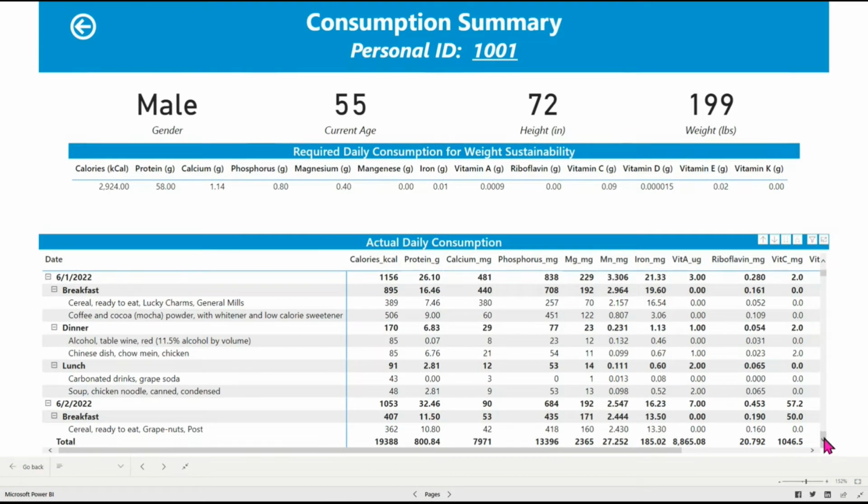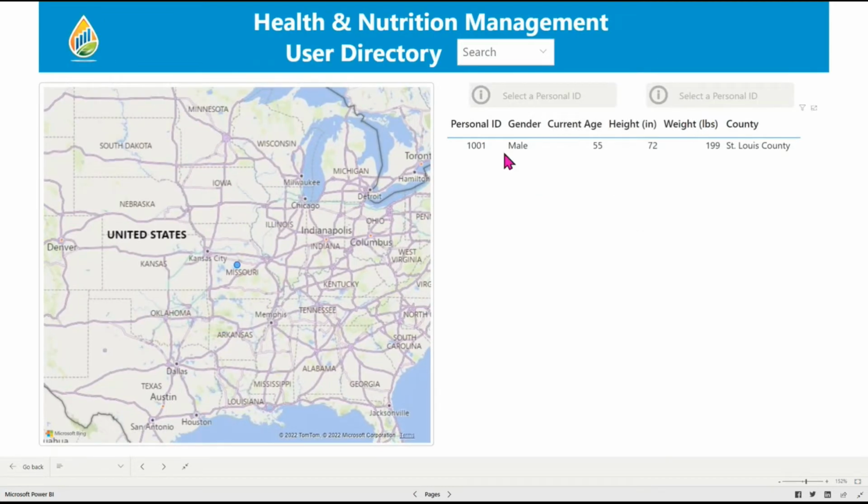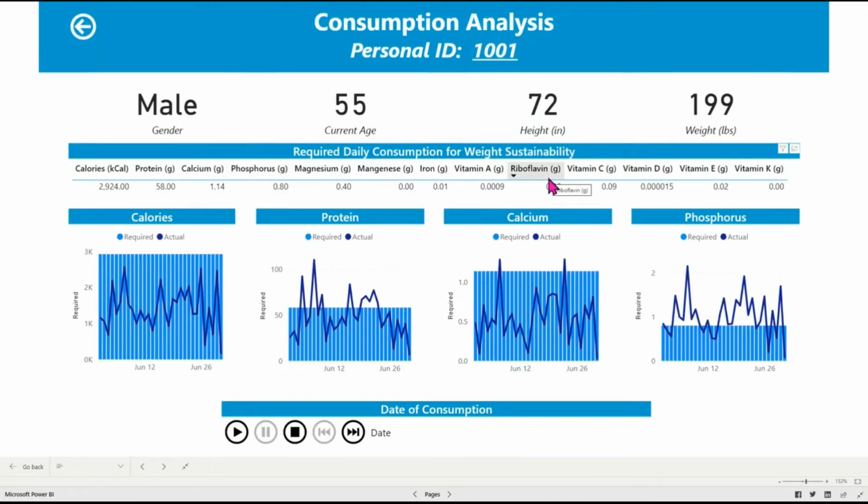days. If we hit the back arrow and we select the person now and we look at the consumption analysis, we can look at this information over time. We can see here if the graph is above the blue line, that means that the requirements are being exceeded. So just looking at this dashboard, I can see that the calorie intake was fairly low. Maybe I didn't put everything in the system, like all the snacks. Looks like over time we're generally meeting the protein requirement. Calcium looks low, phosphorus looks sufficient.